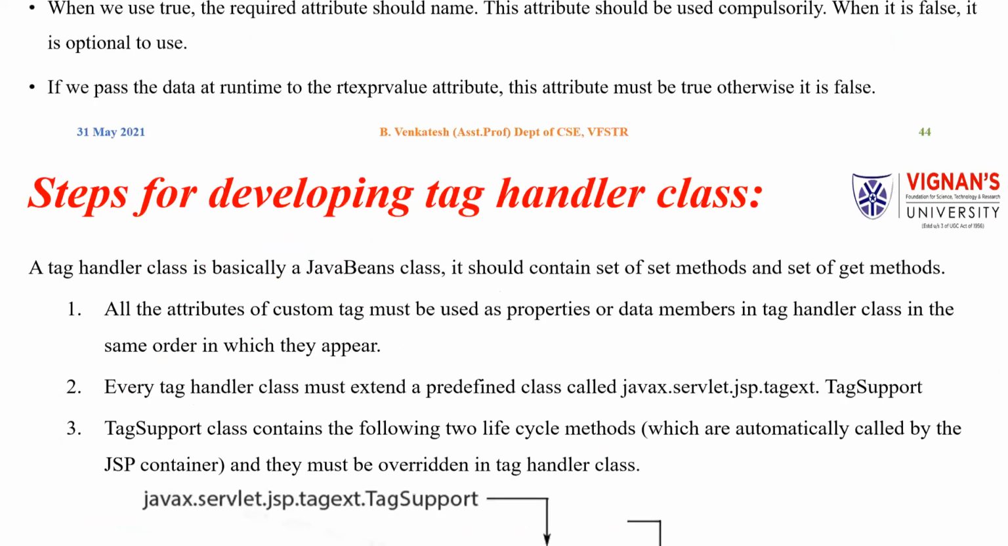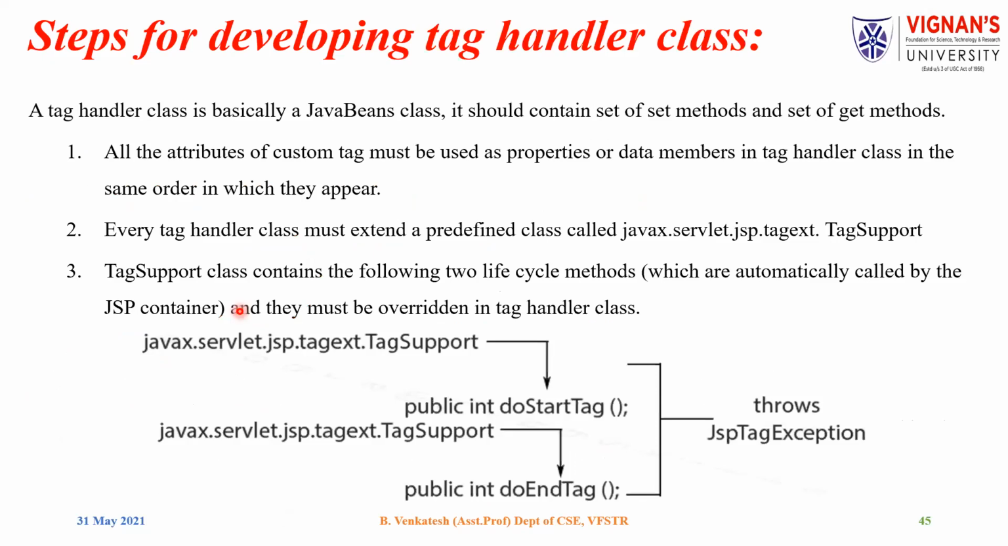Now we are going to see the steps for handling the tag handler class. Okay, how are we going to define this tag handler class? A tag handler class is basically a Java Bean class. It should contain a set of set methods and a set of get methods. The set method is used for setting the parameters and the get method is used for getting the parameter values.